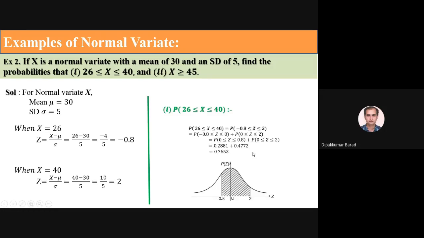So whenever next time you come, you have to come with a printout of the z table. The sum of these two, I get 0.7654. So if anyone has a doubt in this example, you can ask right now. Reply in the chat box if you have a doubt. Is everyone clear?